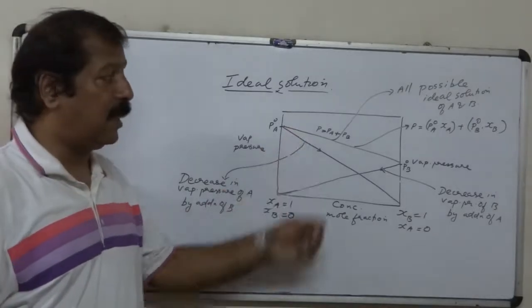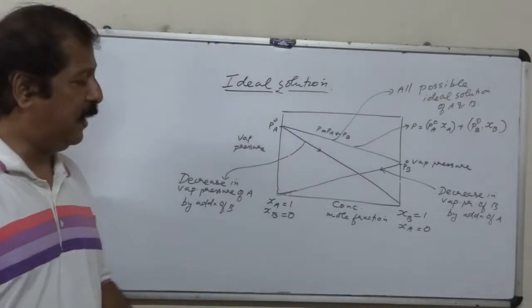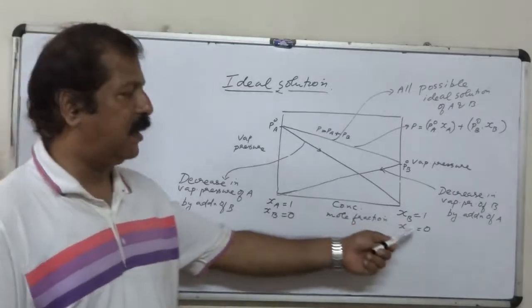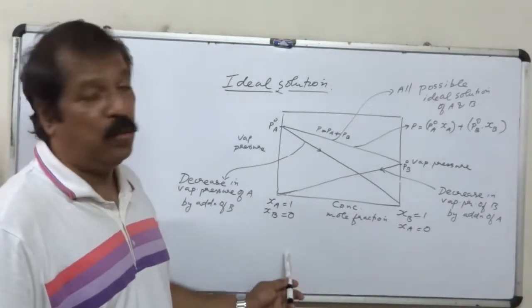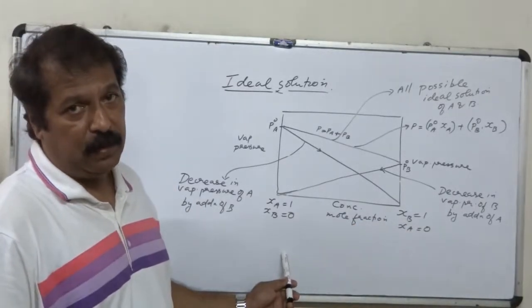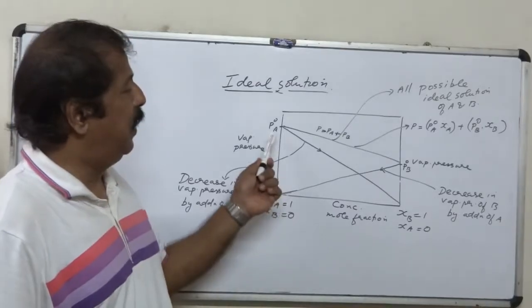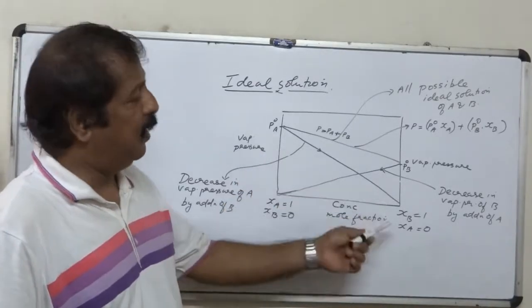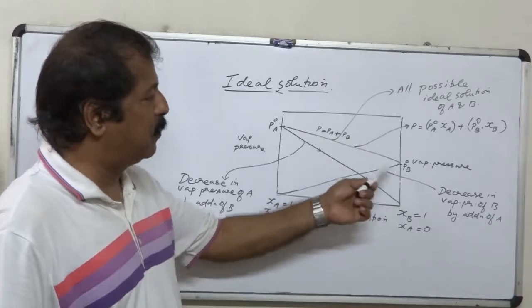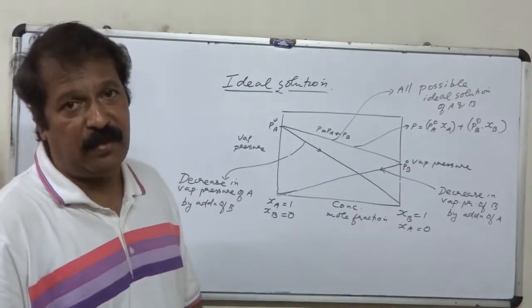So this is the graphical representation for the ideal solution, and here you have Chi A equal to 1 and here Chi B equal to 1. So when Chi A is 1, there is no B; Chi B is 0, or the mole fraction of B is 0. So we can put P0A here and P0B here. So this line represents all possible ideal solutions of A and B.